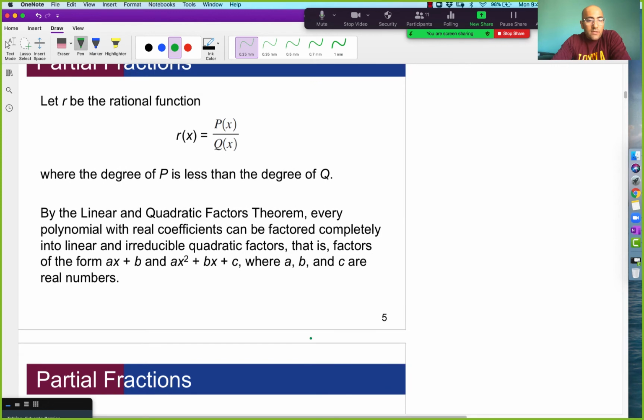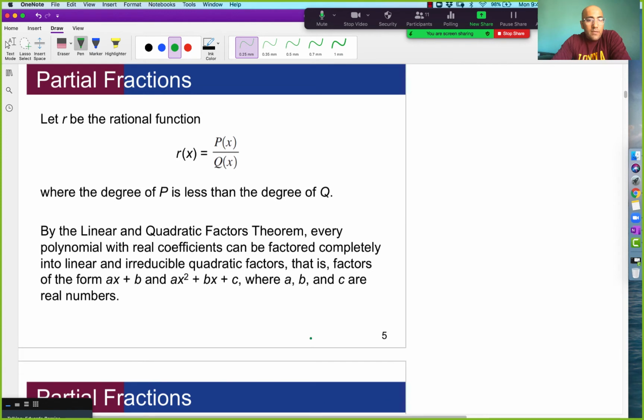So let's see, let R be a rational function such that R of x equals p of x over q of x, where the degree of p of x is less than the degree of q of x. Okay, so if we have a rational function like this, a polynomial over a polynomial, and the degree of the numerator polynomial is less than the degree of the polynomial in the denominator.